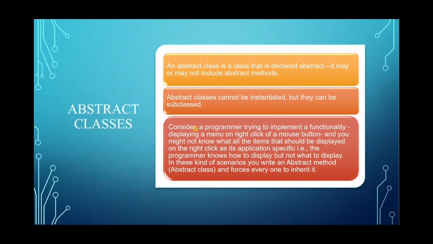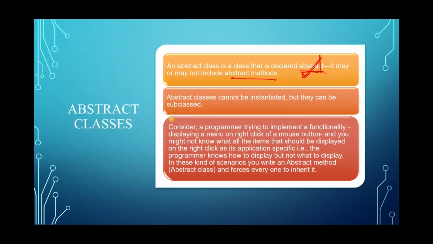The abstract class is a class that is declared abstract. You must have the abstract. It may or may not include abstract methods, but it is declared as abstract. Abstract classes cannot be instantiated. This is in your test. Abstract classes cannot be instantiated, but they can be subclassed, because they need subclass to implement the abstract methods in them, and the subclass can then be instantiated.